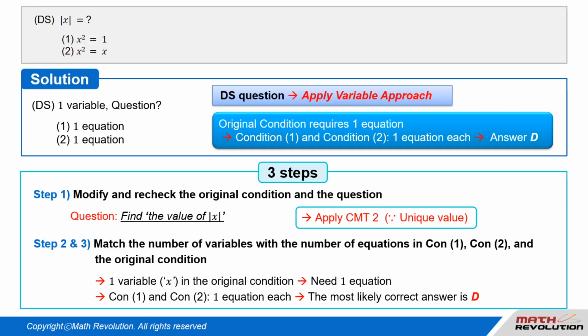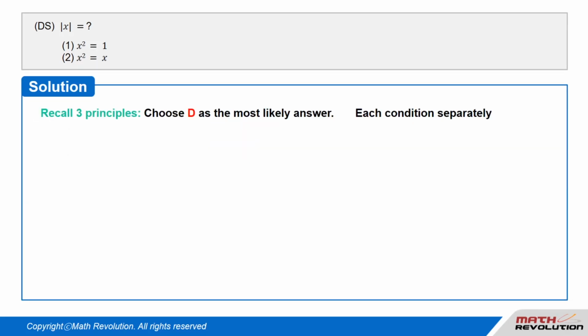From the original condition, we have one variable, x. To match the number of variables with the number of equations, we need one more equation. Since conditions 1 and 2 will provide one equation each, D is 60% likely to be the answer. Recall the 3 principles and choose D as the most likely answer.